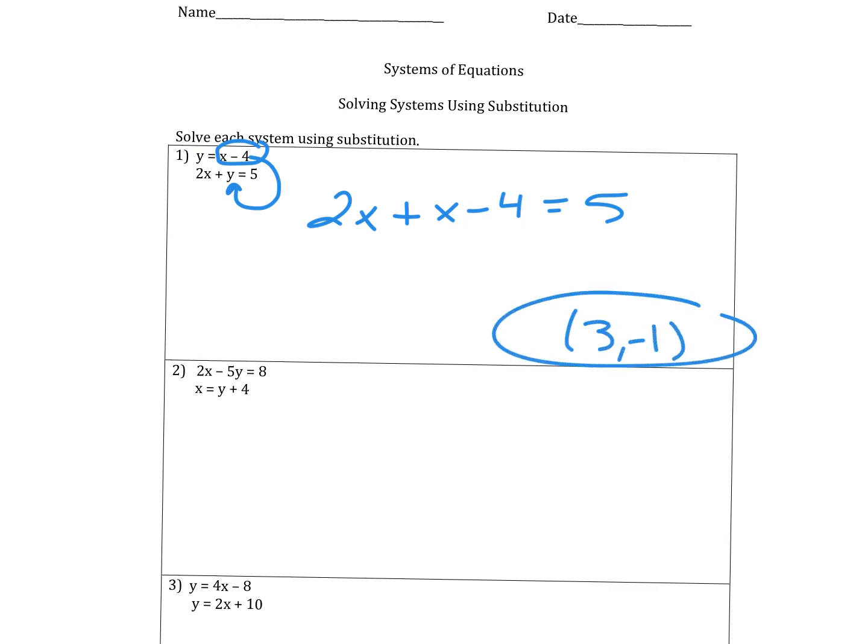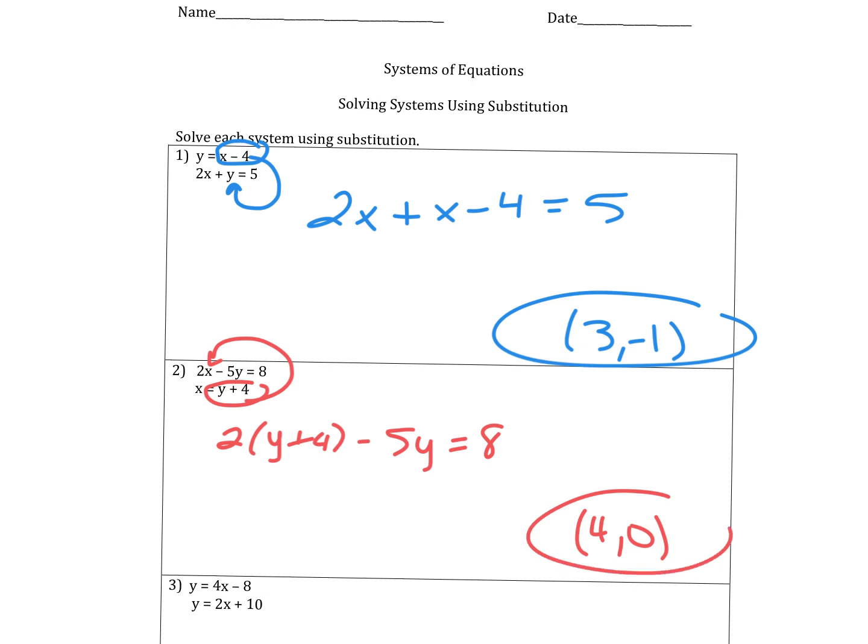Okay. In example 2, the x is isolated, so this expression should have subbed in for x in the first equation. 2 times y plus 4 minus 5y equals 8. You solve for y, plug it back in, find x. You should have had a solution of 4, 0. So there are other ways of doing this that are more lengthy. The way I'm showing you right now is the most efficient method, and it's the way that I would like you to do it. Okay.